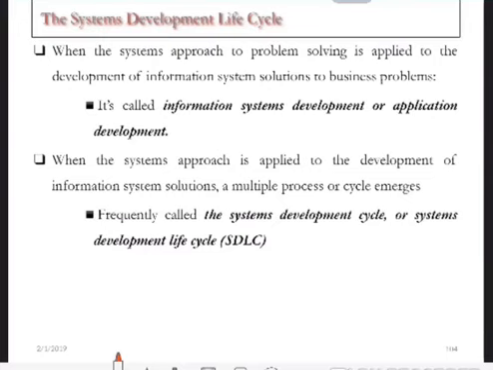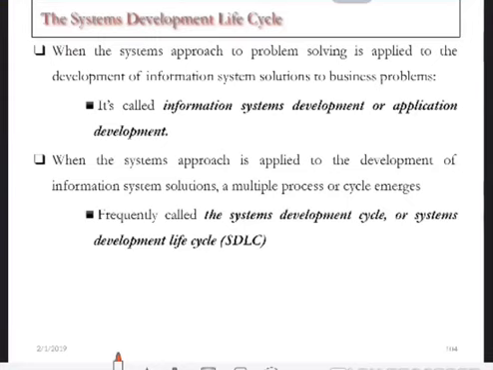So when we say information system development, we call it the system development life cycle, simply. When the systems approach to problem solving is applied to the development of information system solutions to business problems, we call it information system development or application development. There is a problem, and to solve that problem we have to develop an information system. The stages from identifying the problem to developing or implementing the solution, we call the system development life cycle.